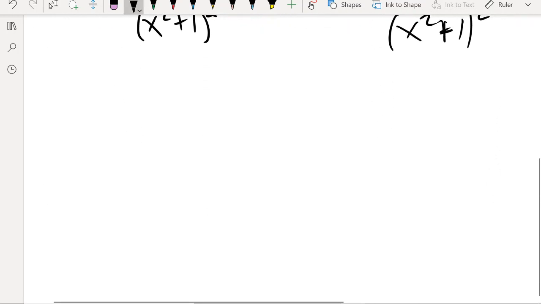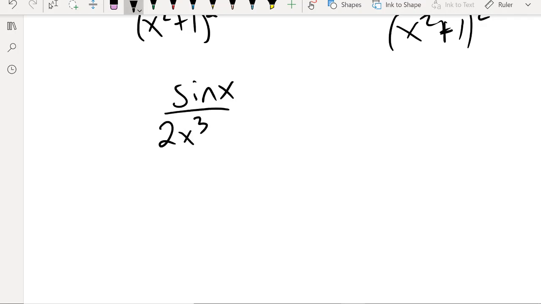All right, but let's do one more example just to kind of solidify what's going on here. So let's say we have sine x over 2x cubed minus x. All right, just kind of throwing out some random stuff there. And again, you can use product rule if you bring the bottom up, but I'm not going to do that. I'm going to just do the quotient rule. So it's low d high minus high d low over low squared. Low d high minus high d low.